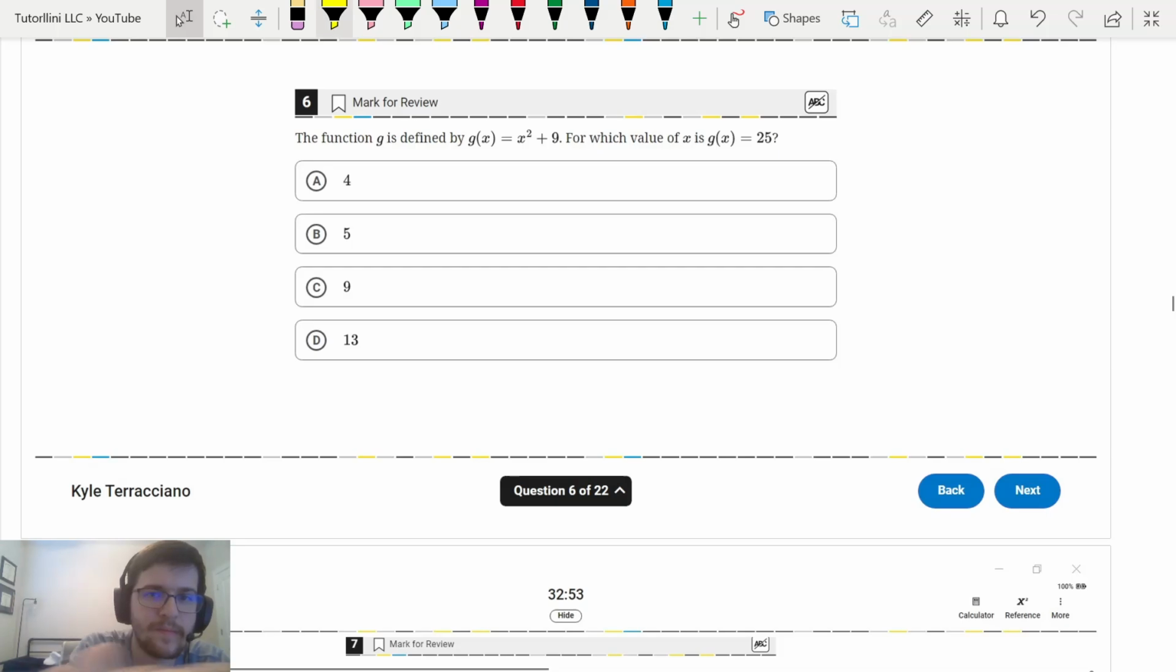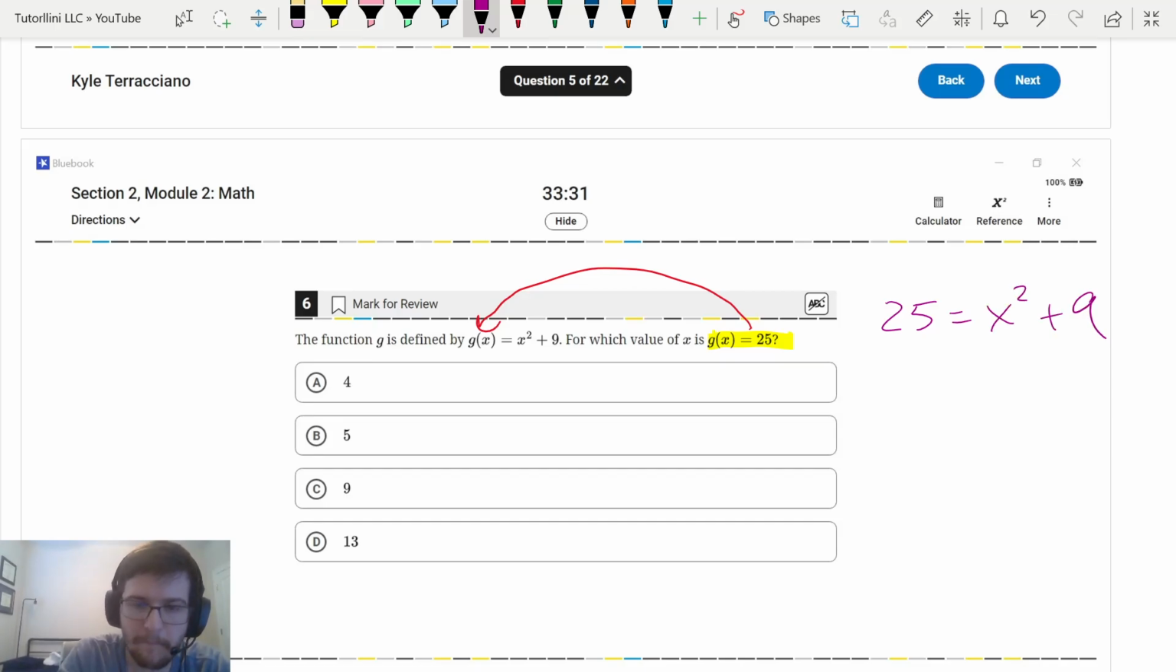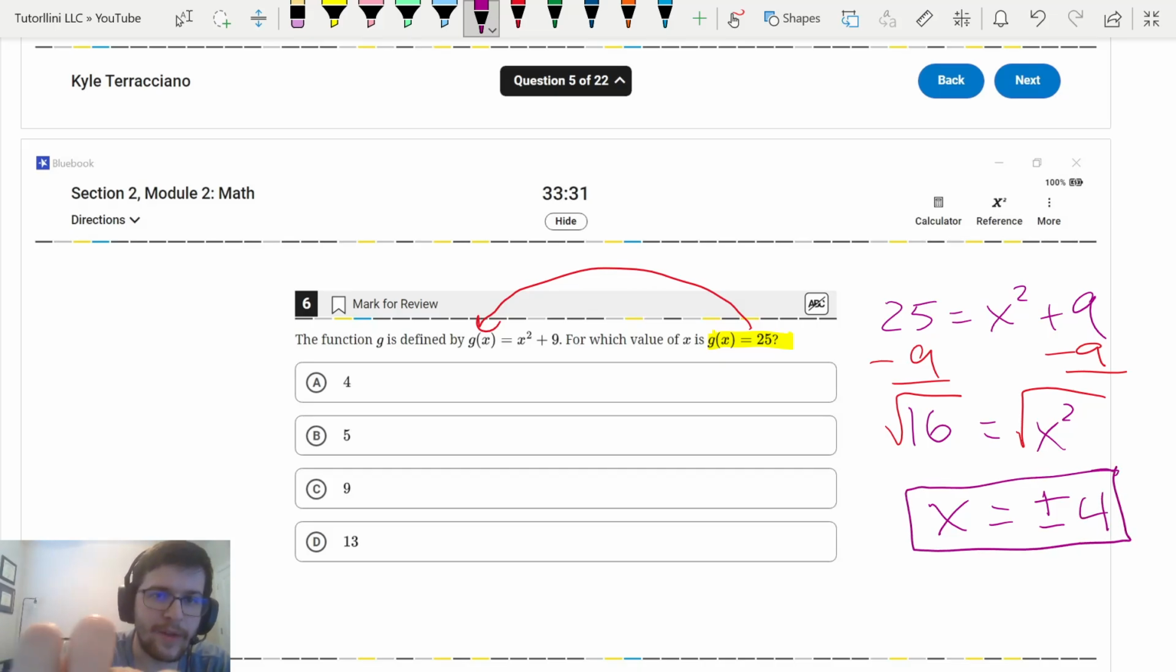Same thing here. It says g of x equals 25, so we replace the g of x with 25, and we get 25 equals x squared plus 9. There's no x term, so we're going to try to get the square by itself. To do that, we subtract 9 from both sides. We get 16 equals x squared. Now we take the square root of both sides to get rid of the square. And remember, when you take the square root of a square in an equation, you've got to slap on a plus or minus. So x equals plus or minus 4. And the only one that looks like that is A.